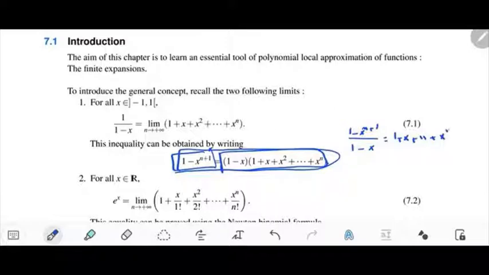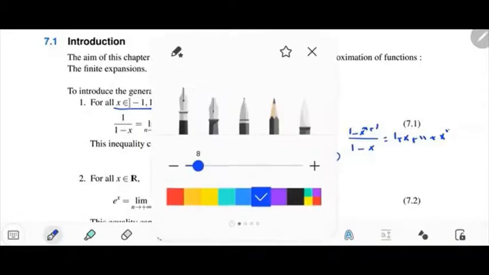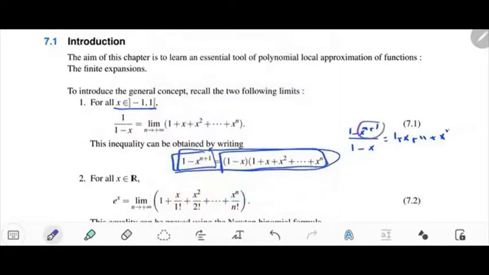But if n tends to infinity and if x belongs to (-1, 1), then this term in here will go to 0 when n tends to infinity. So we will have the equality 1 over 1 minus x being equal to this term as n tends to infinity. That's why I will write 1 over 1 minus x is equal to the limit of 1 plus x plus x^2 until x^n.